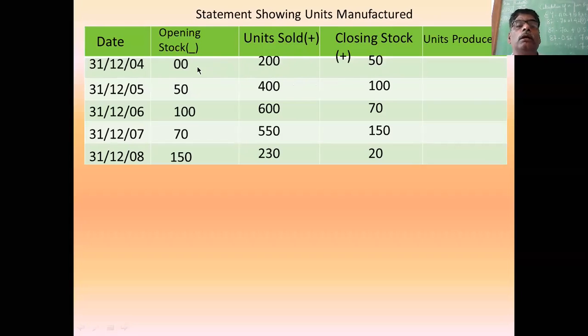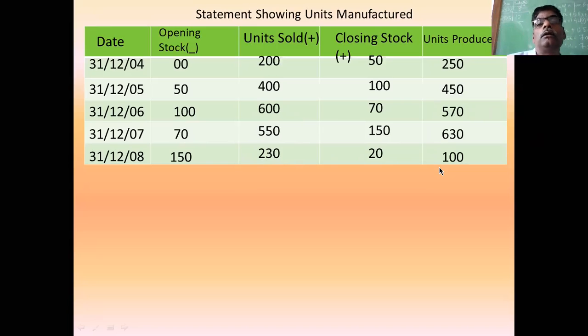50 plus 200 minus 0. 100 plus 400 minus 50. 70 plus 600 minus 100. 570. Then 150 plus 550 minus 70. 630. 20 plus 230 minus 150. It is 100. Like this, you calculate the unit produced.